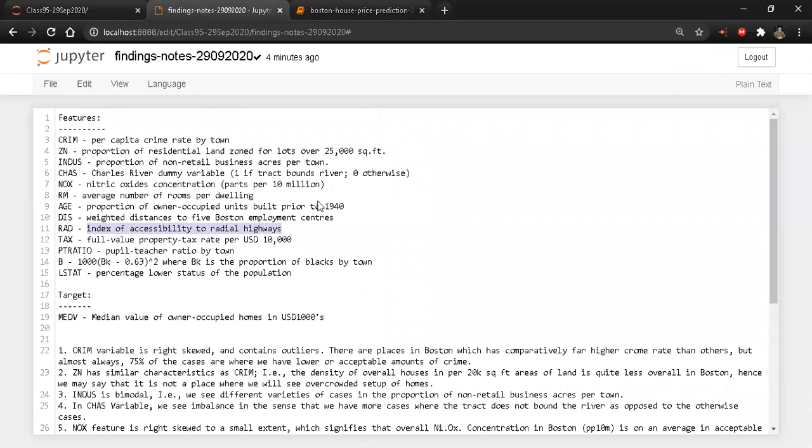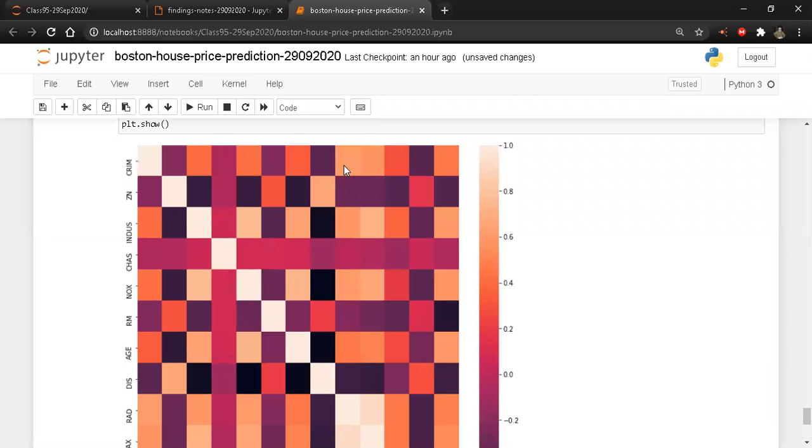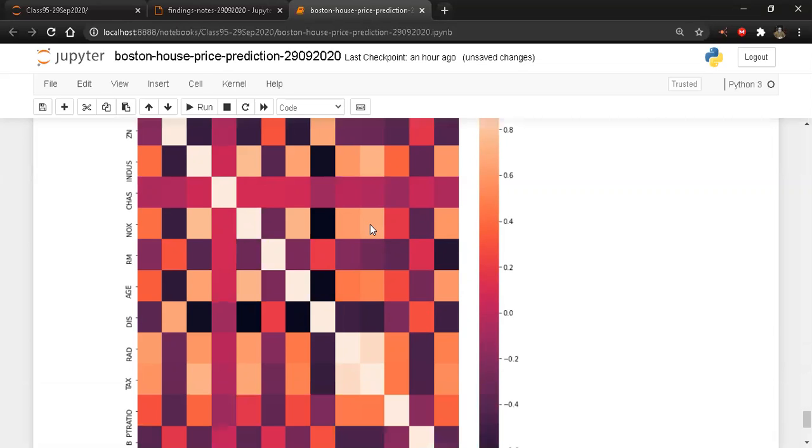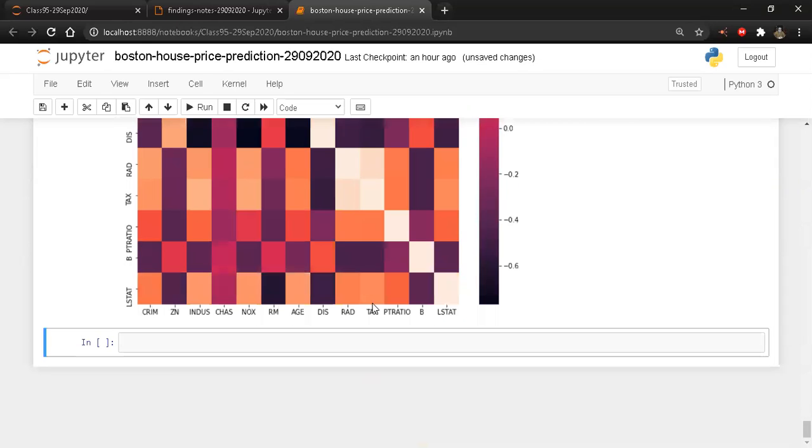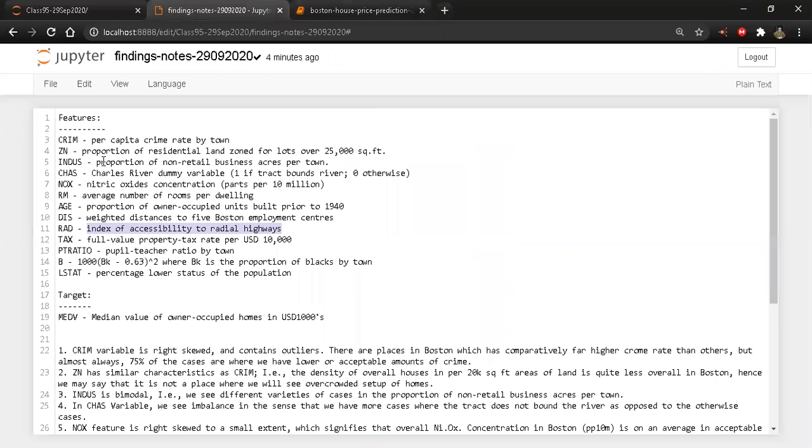This is highly positively correlated. This is quite well positively correlated. You see, this color is even higher. So why not take this? Indus is highly correlated with tax. Indus, what is Indus? Proportion of non-retail business acres per town. Indus is highly correlated with full value property tax.